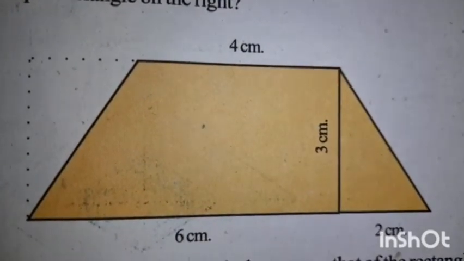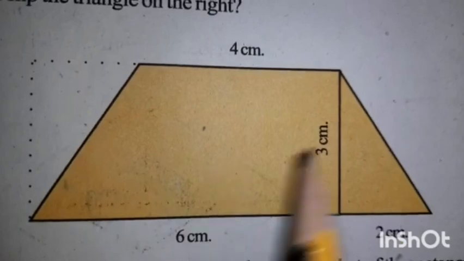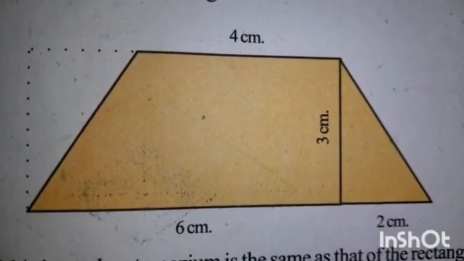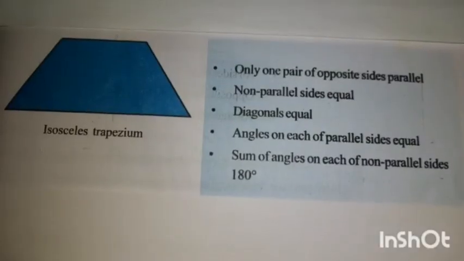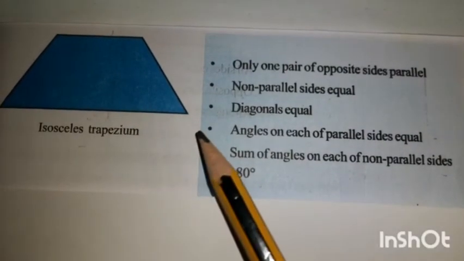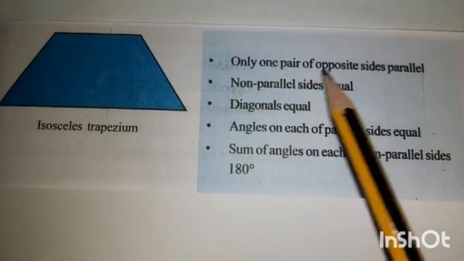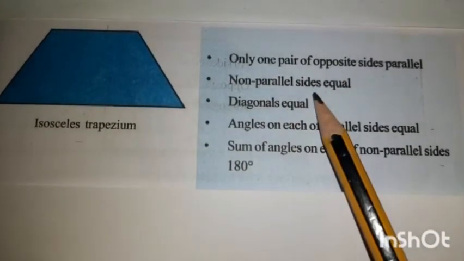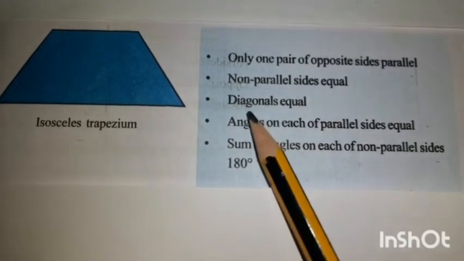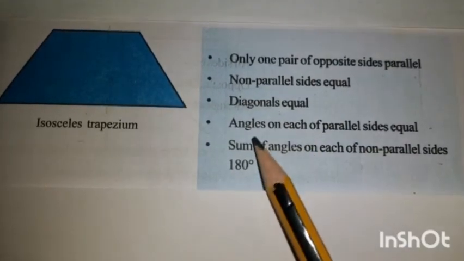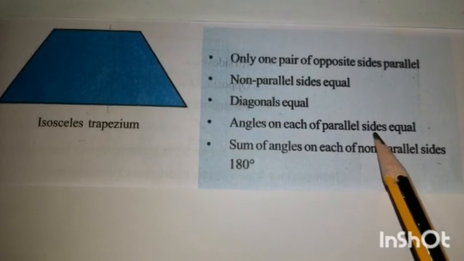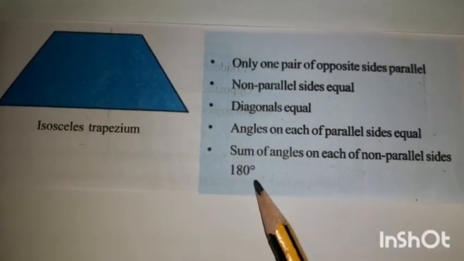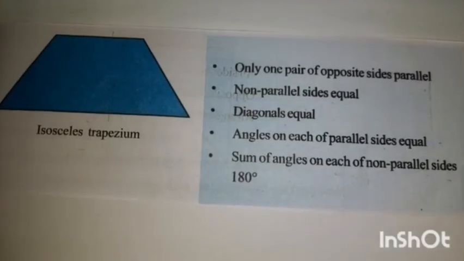The shape is called a trapezium. The two non-parallel sides are equal and that's why it is an isosceles trapezium. These are the specialities of the trapezium. Only one pair of opposite sides are parallel. Non-parallel sides are equal. Diagonals are equal. Angles on each parallel side are equal. Sum of angles on each non-parallel side is 180 degrees.